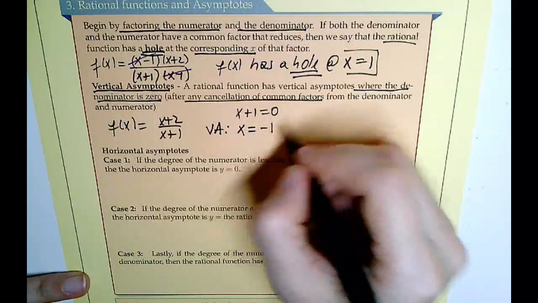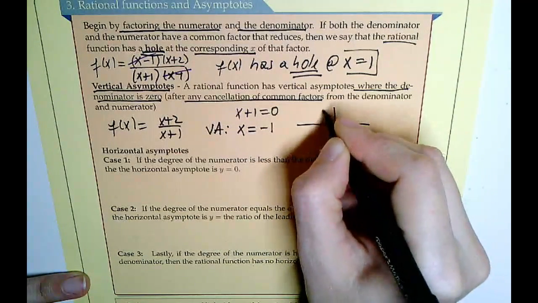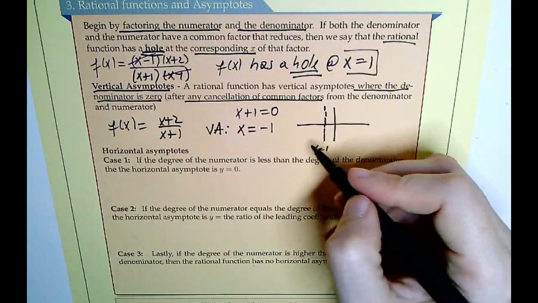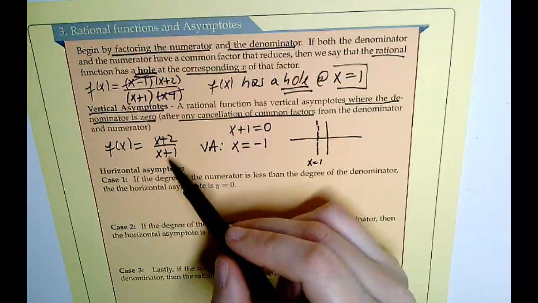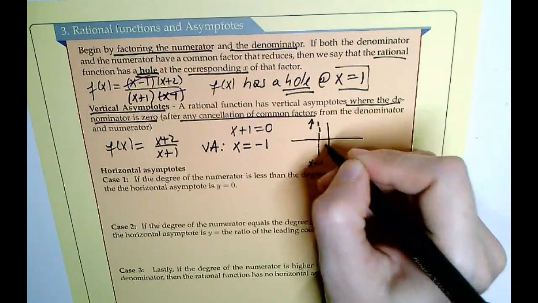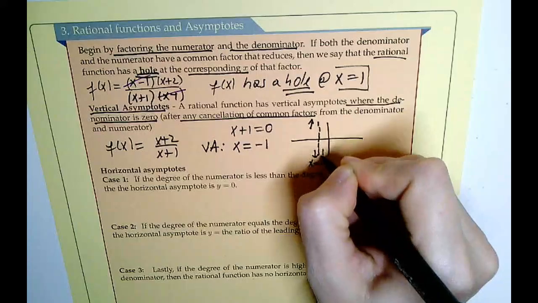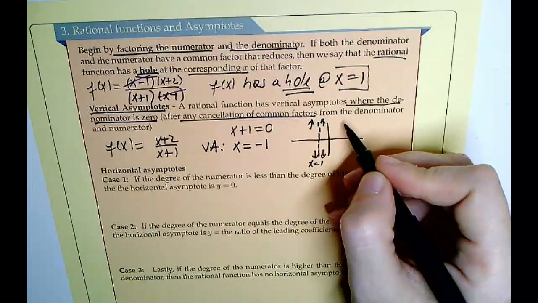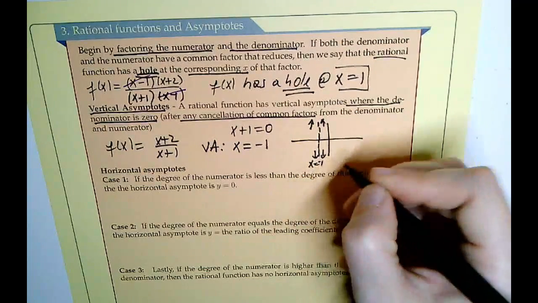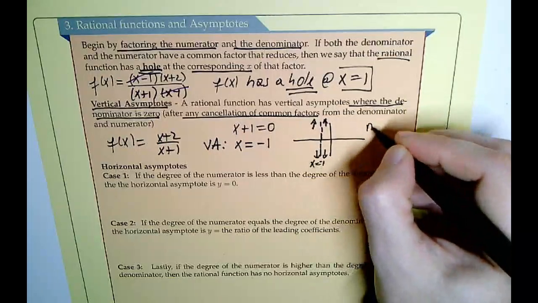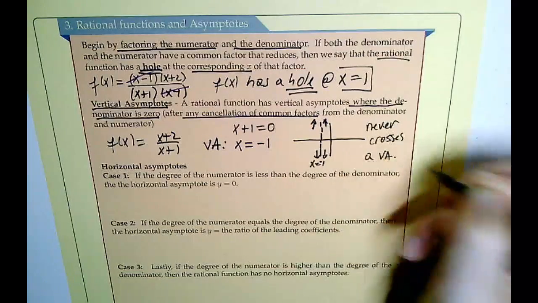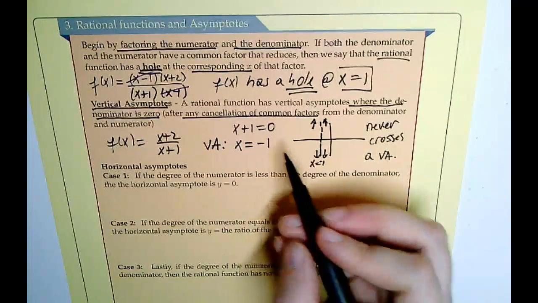So at x equals negative 1, we're going to have a vertical asymptote, and we're basically going to draw it like this. The function is still not defined at negative 1. So the function is either going to go up to infinity or down to negative infinity around the asymptote. But it's never going to cross because there's no y value for x equals negative 1. So a graph never crosses a vertical asymptote because that value is not included in the domain.